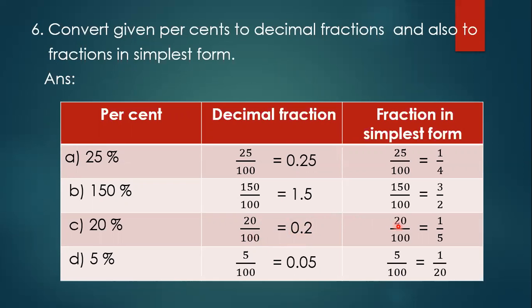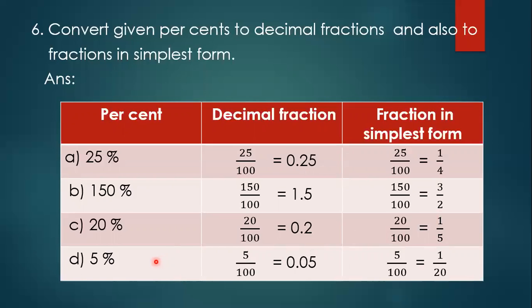And in simplest fraction, we can write 2 1s are 2, 2 5s are 10. That way, we can write 1 upon 5, or cancel the 0 from the unit place of both the numbers. It will become 2 by 10. 2 1s are 2, 2 5s are 10. Anyway, the simplest form will be 1 upon 5.